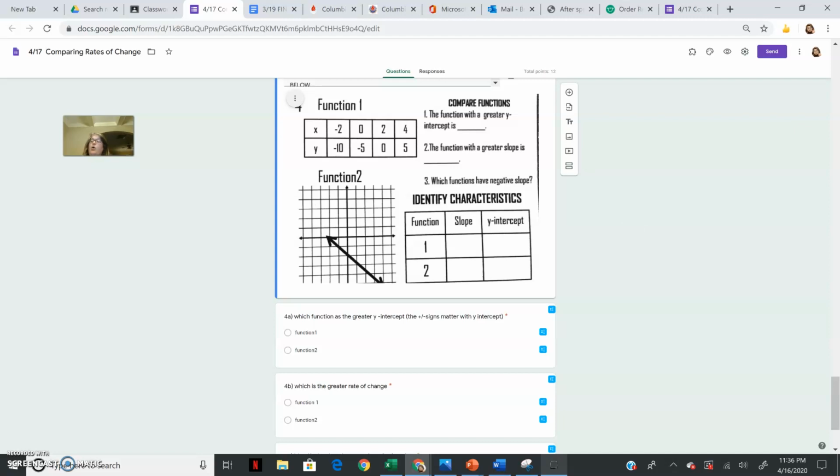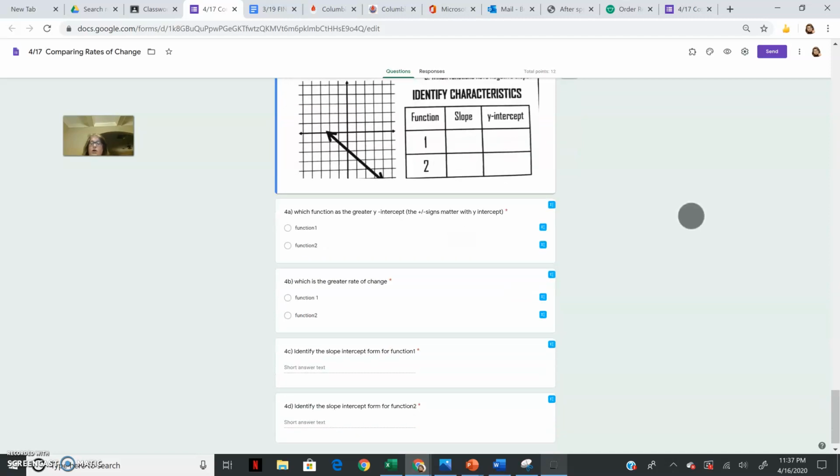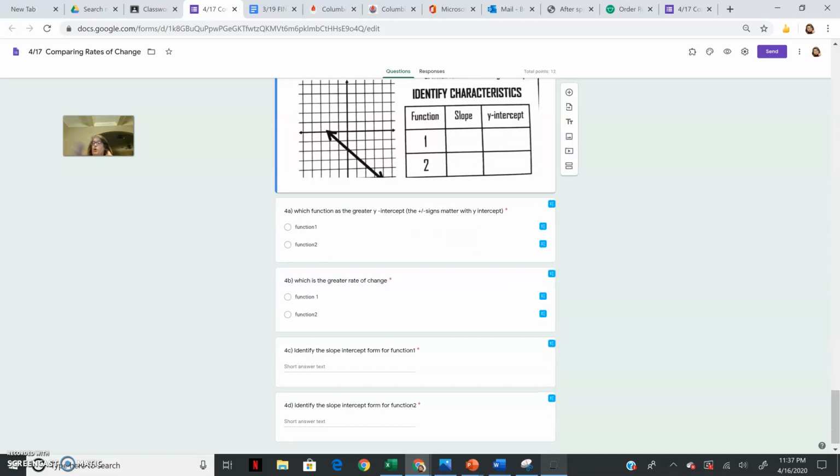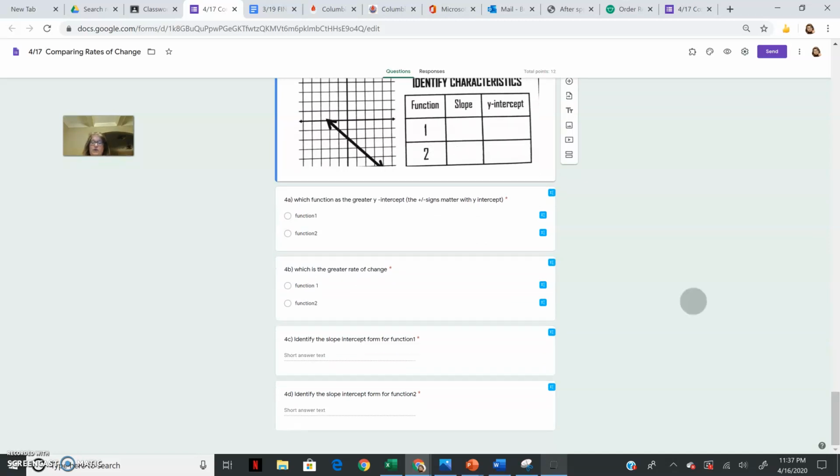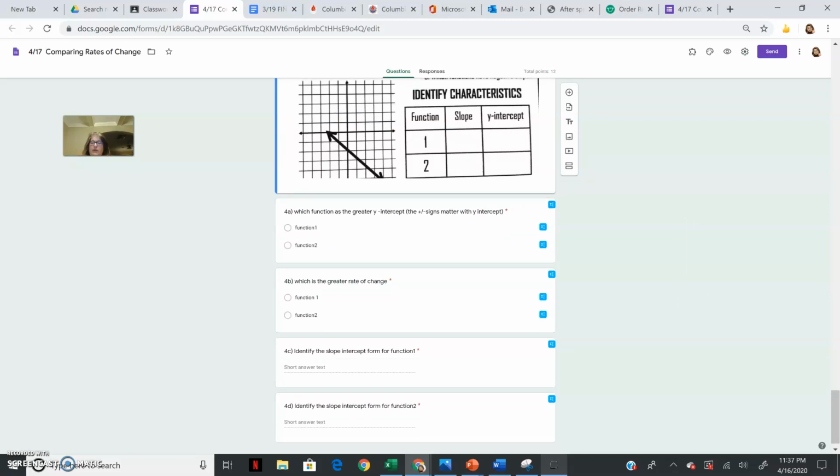Remember, now, while slope's sign does not matter, the rate of change sign doesn't matter, the y-intercept does. So a -5 is less than a +5, or a -5 is less than a +3. So the intercept does matter. The sign of the intercept does matter according to value. For the greater rate of change, which one is steeper, the negative and positive doesn't matter. Just look at the absolute value. Okay, we talked about that yesterday.